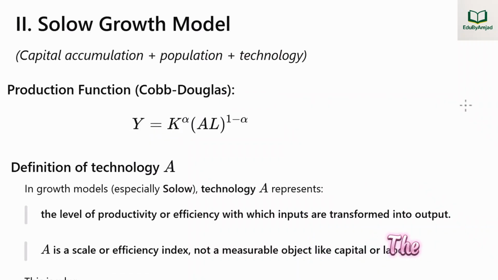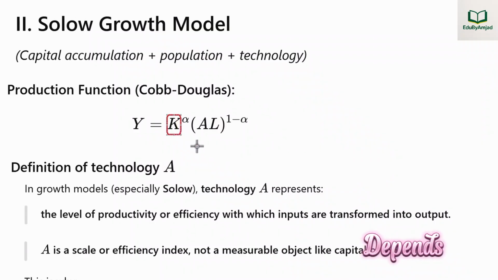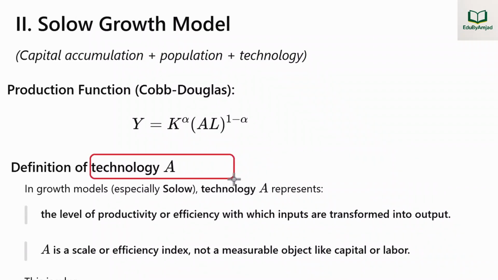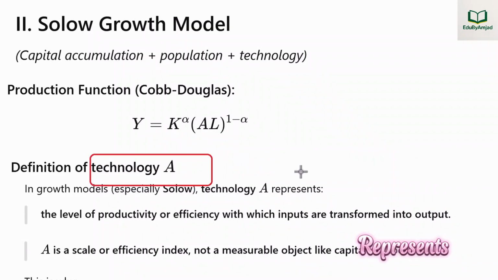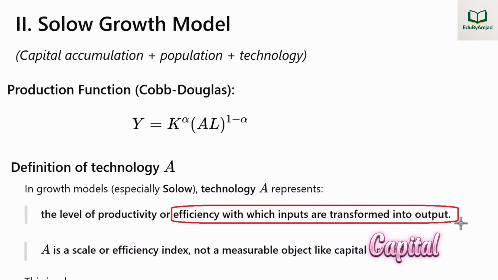Now let us turn to the Solow growth model. The Solow model assumes a neoclassical production function. The particular functional form we use here is the Cobb-Douglas production function. Output depends on capital, labor, and technology, with diminishing returns to capital. The uppercase letter A represents the level of technology. It measures how efficiently capital and labor are transformed into output.